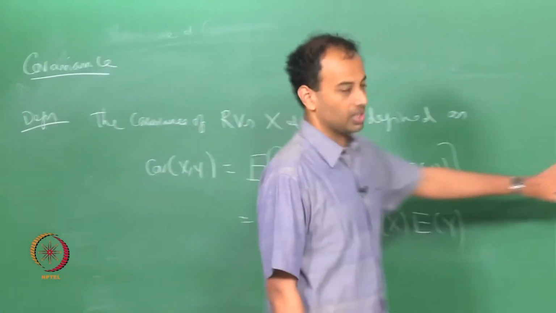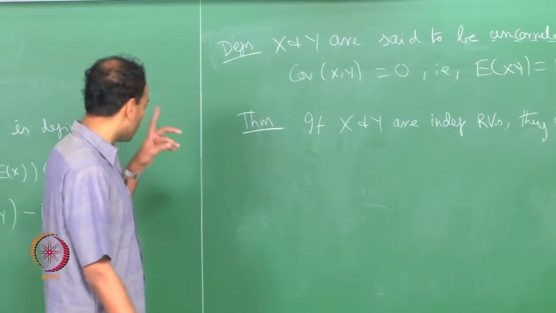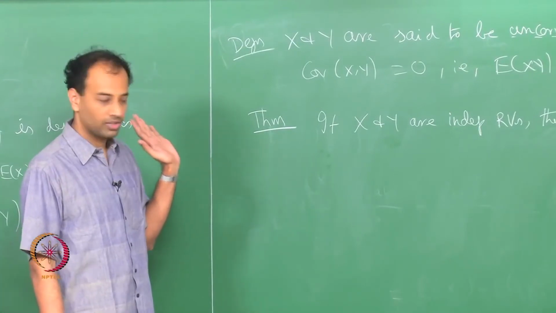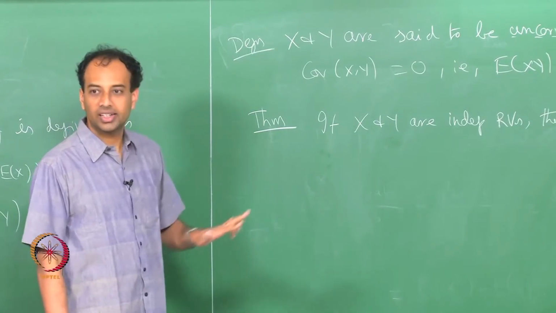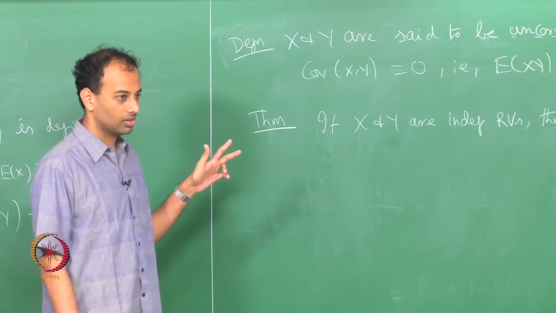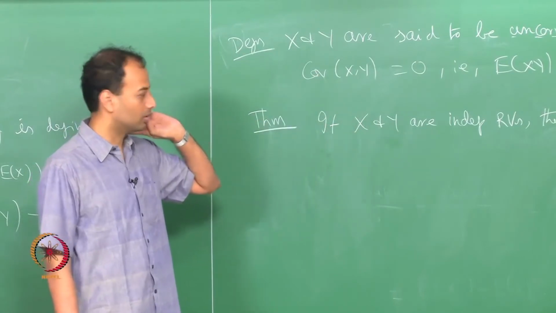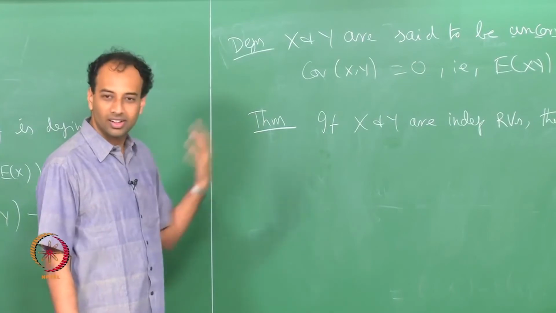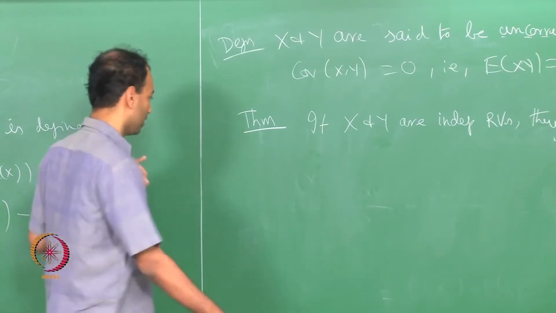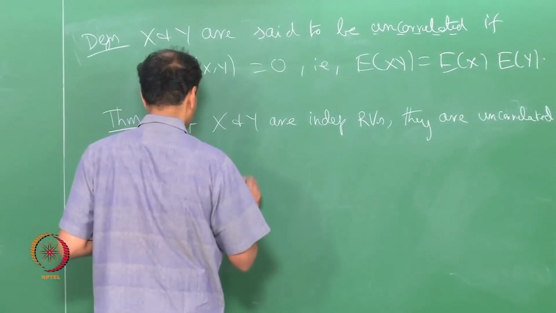I will prove this theorem. It is a very important theorem and it is a somewhat non trivial proof. But one thing I want to remark before that is that the converse is not true. If two random variables are uncorrelated, it does not mean that they are independent. So, independence implies uncorrelated, but not the other way around. Which is stronger, independence or uncorrelatedness? Independence is stronger.